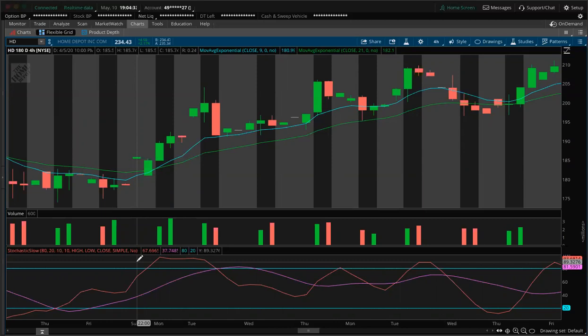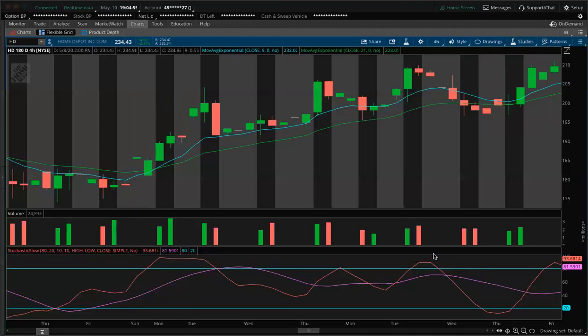Knowing that all these indicators are lagging indicators, I would rather have the ones that react to the price faster. Now, you might ask, why do I use stochastics slow and not stochastics fast? Let's put on the stochastics fast to compare.